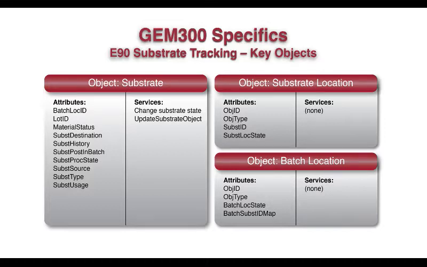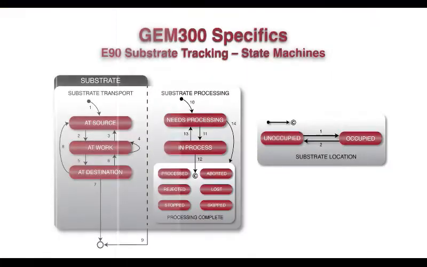The modules that deal with substrate tracking. If you remember the E90 substrate tracking standard, there are two principal objects represented there. One is the substrate itself, and the other is a substrate location, which is a place in the equipment that a substrate can land. Each of those objects has multiple state machines associated with it. The substrate object itself has a transport state machine and a processing state machine. The substrate location has a single state machine which defines its status. Is it occupied or unoccupied? And if it's occupied, what substrate is there?